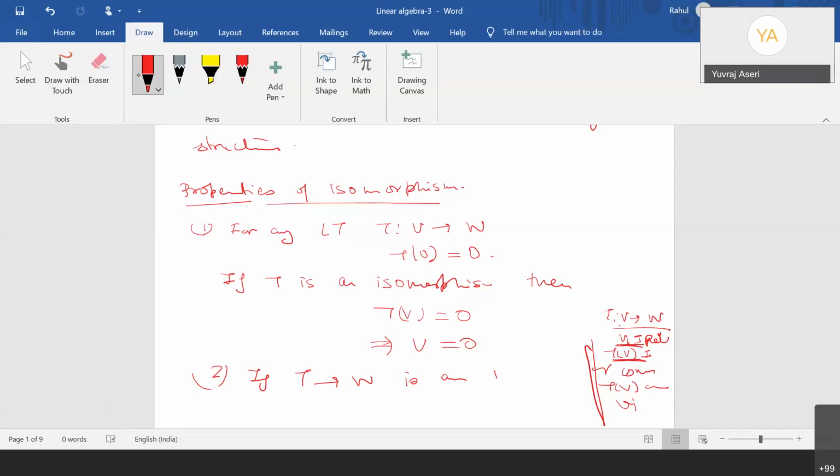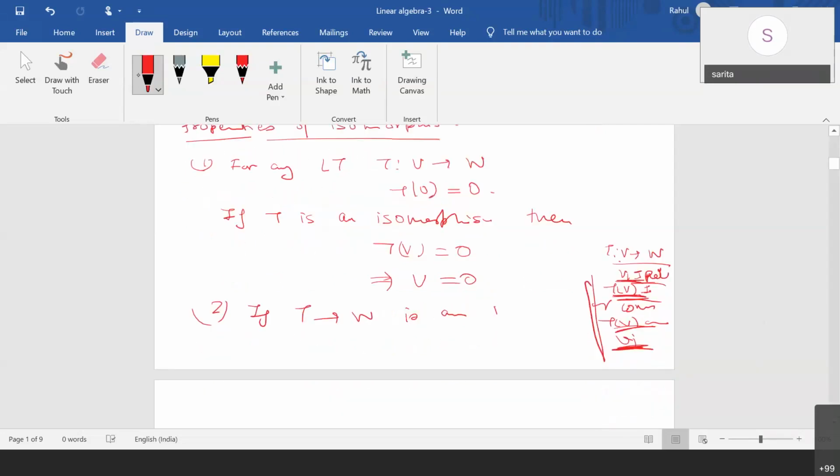The converse is true. If the T(v_i)'s are independent, then we are sure that the v_i's are independent. But if the v_i's are independent, it is not always true that the T(v_i)'s are independent. But in the case of isomorphism, this whole thing becomes true. Now we are doing the proof.